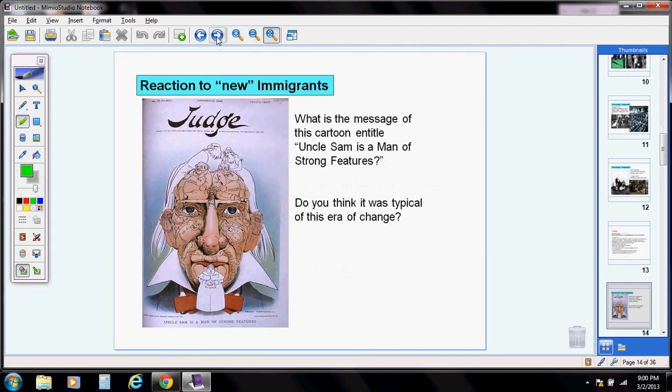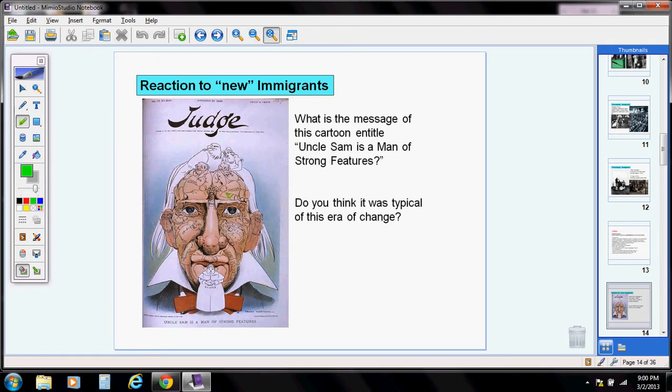At the turn of the 20th century, there's a lot of mixed feelings about the new immigrants. This one we talked about in class, showing a more positive image of immigrants. That Uncle Sam, the caption reads, is a man of strong features.